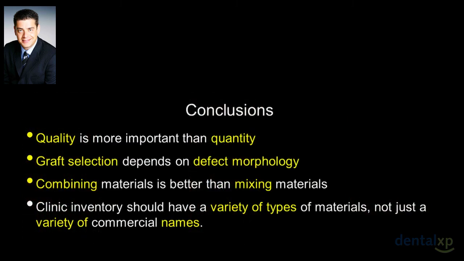So in conclusion, I think the most important things to take home are that quality is more important than quantity. You really need to worry about the quality of bone where you're placing your implants. Graft selection should depend on the defect morphology, and combining the properties of these materials is better than mixing them together. Based on that, I think you always should consider having a variety of materials in your inventory for the different clinical situations that we treat every day.